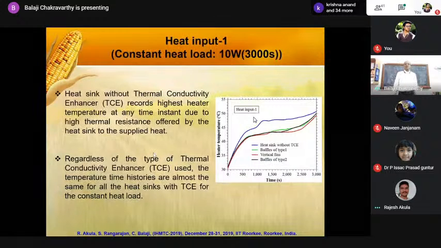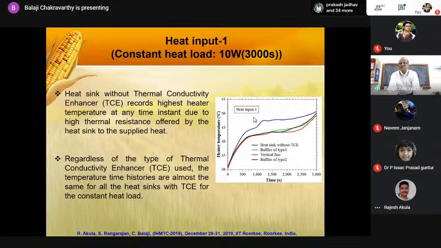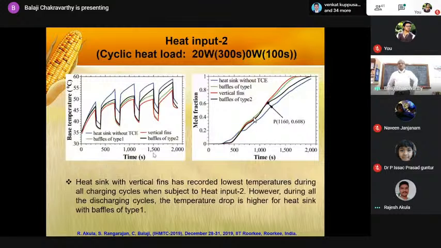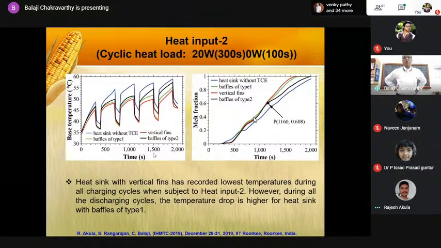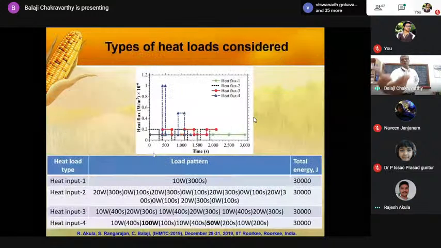All right. Okay. Now you can see that the case without the thermal conductivity enhancer is the highest. Blue is the highest. Temperature is increasing like anything. So it is out of control. Blue is out of control. So red is good. Green is good. And black is also reasonably good. So this is basically for the charging cycle. Now look at this, up and down, up down, up down. This is the base temperature for this cyclic heat load 2, up down, because the first one is heat input 1. What is heat input 1? Uniform. Okay.